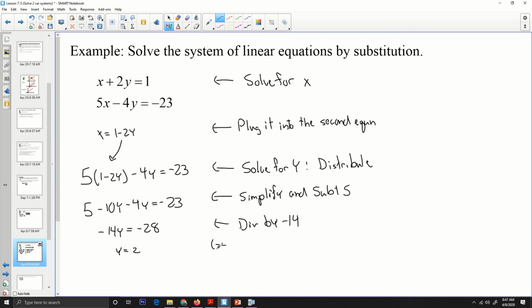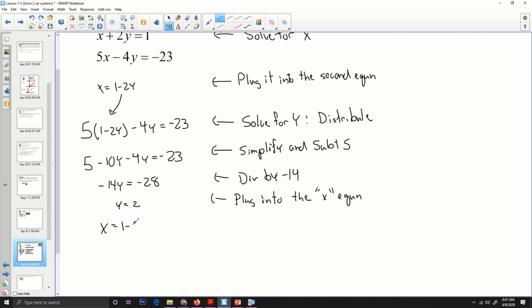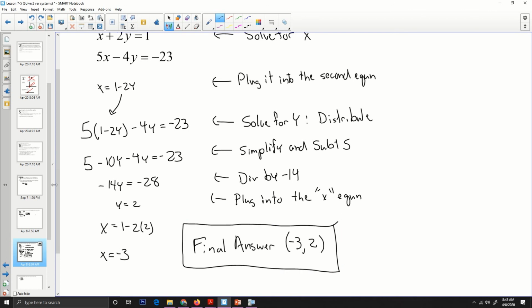And then I'm going to take this and plug it into the x equation, which is right here. So I'll take that and go x equals 1 minus 2 times 2. That'll give me x equal to 1 minus 4, which is negative 3. So my final answer is going to be the ordered pair negative 3, 2. That is my final answer for that one.